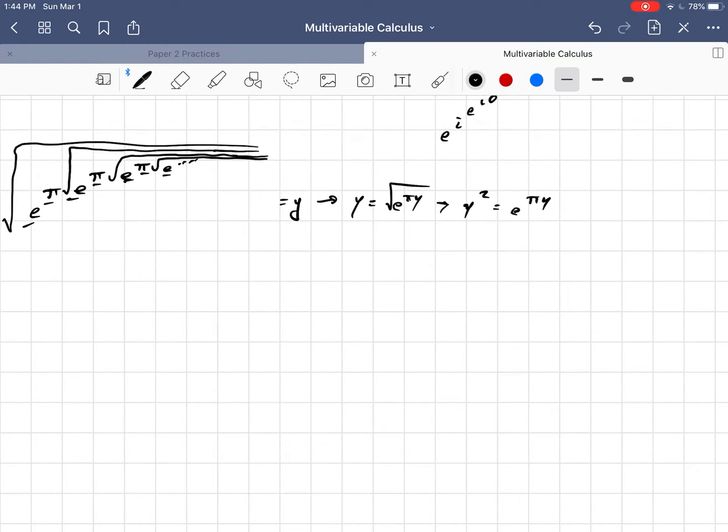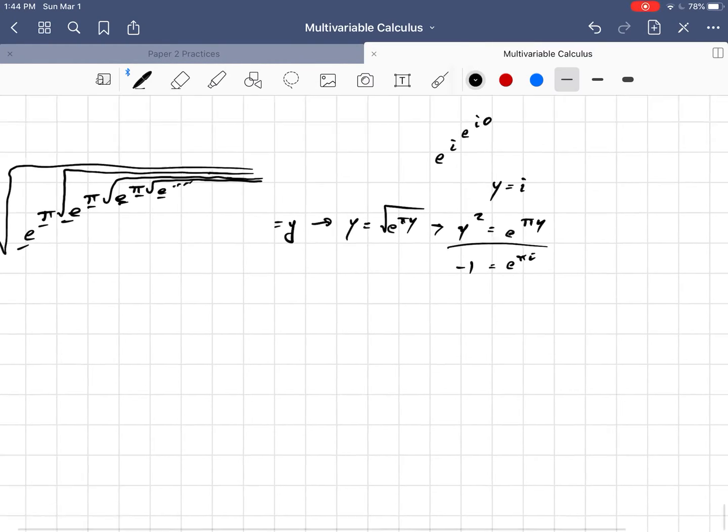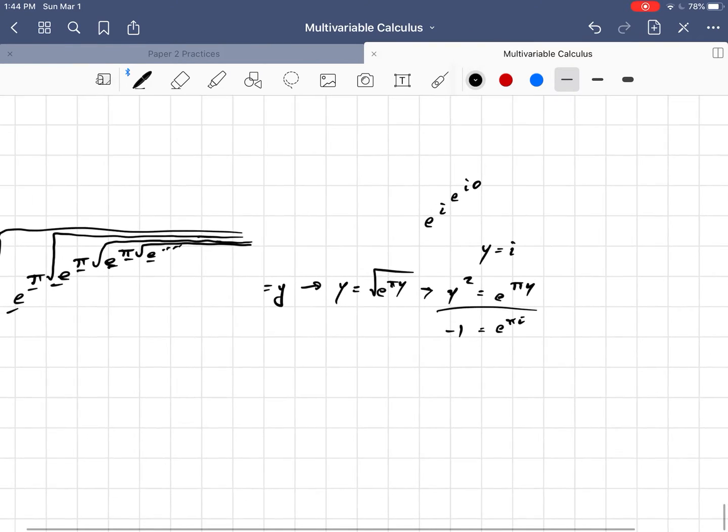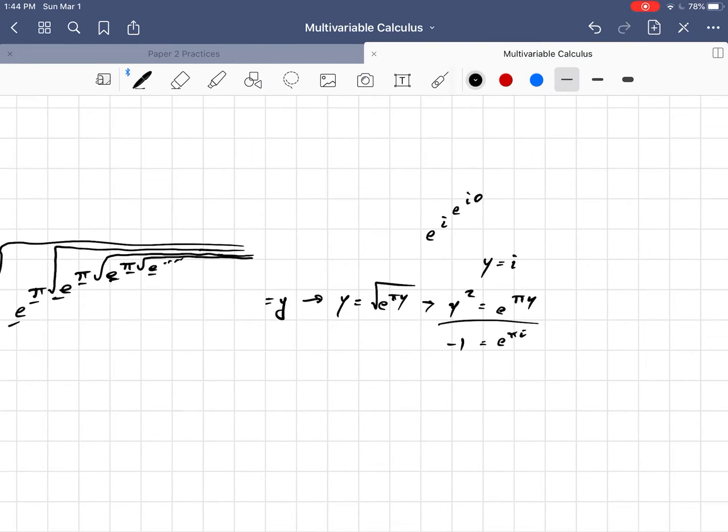Anyway, just looking at this, I'm not sure how you would determine this algebraically, but by inspection you could look at this and go, all right, well, y is equal to, would negative i also work? I know y equals i would work, because negative 1 is indeed e to the pi i, and e to the negative pi i.